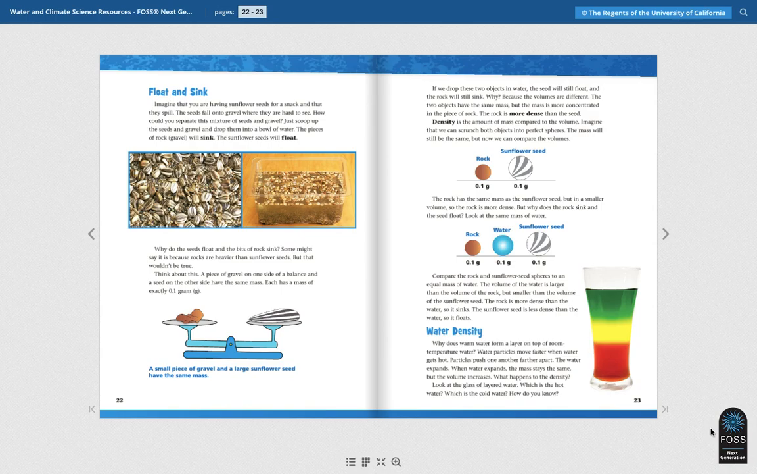Look at the glass of layered water. Which is the hot water? Which is the cold water? How do you know?